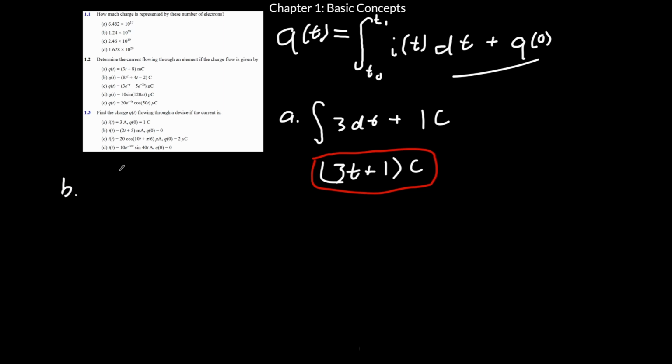So B is going to be a very similar process here. We're going to say this is going to be the integral of 2t plus 5, and right here our q of 0 is nothing, so we don't even have to write it. So we know the integral of this, the first term is just going to be t squared plus 5t, and that's just going to be in millicoulombs.